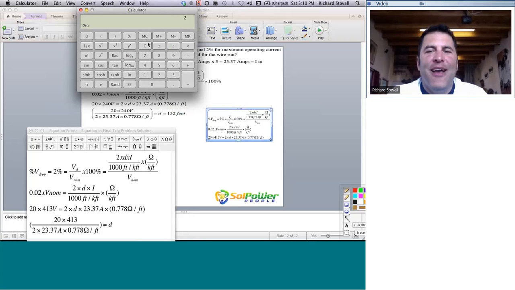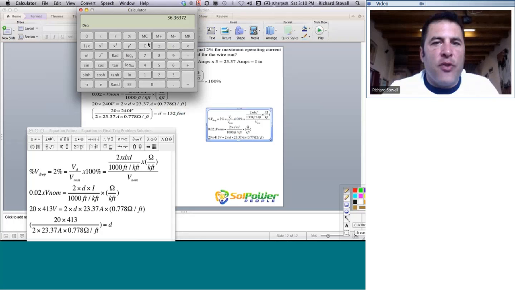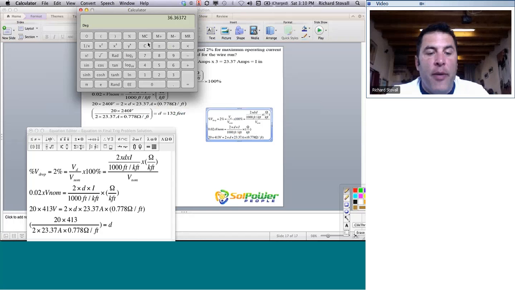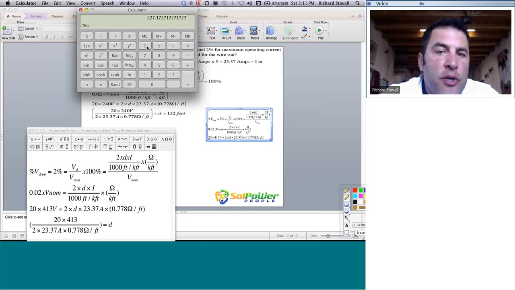I'm going to have to do this one step at a time. I'll do the bottom first. 2 times 23.37 times 0.778 is equal to, okay. All right, so 36.36 is the denominator. 20 times 413 divided by 36.36. Try that again. That equals 227 feet.